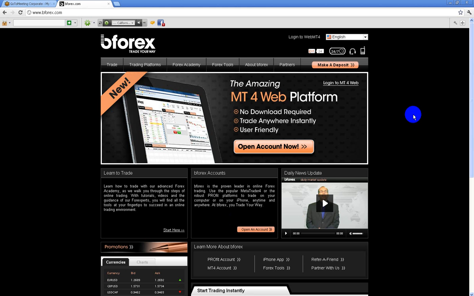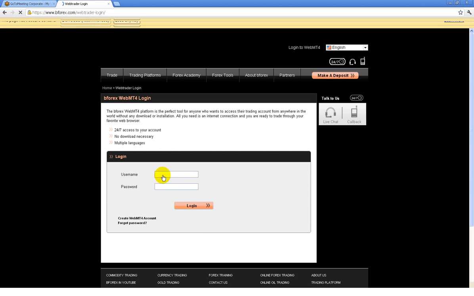Today we will be entering on our MT4 web and we will be analyzing how to use charts, how to open positions, how to close positions, how to put pending orders, etc. Now first of all, to log into the MT4 web platform, all you need to do is to click on login to MT4 web right below make a deposit. Once we click on it, it'll lead us to a new page.